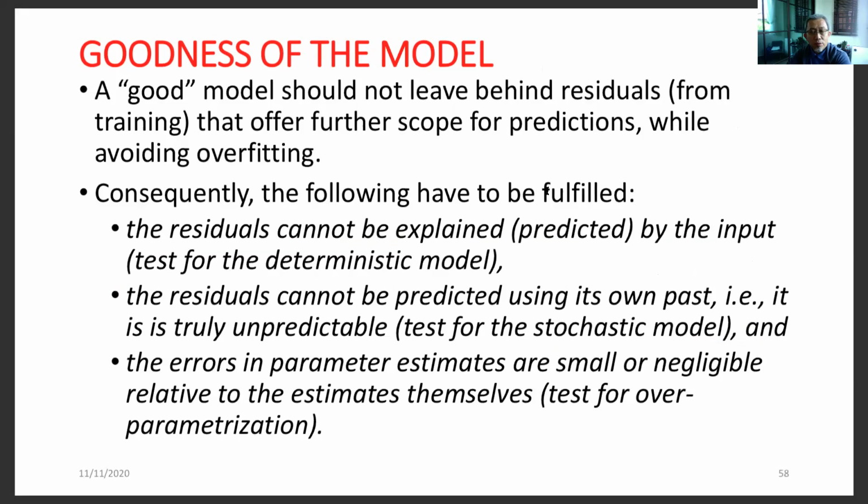So a good model should not leave behind residuals from training that offer further scope for predictions. That's how you can avoid overfitting as well. Consequently, the following have to be fulfilled. The residual cannot be explained by the input. The residual cannot be predicted using its own past, and the errors in the parameter estimates are small or can be ignored relative to the estimate itself.